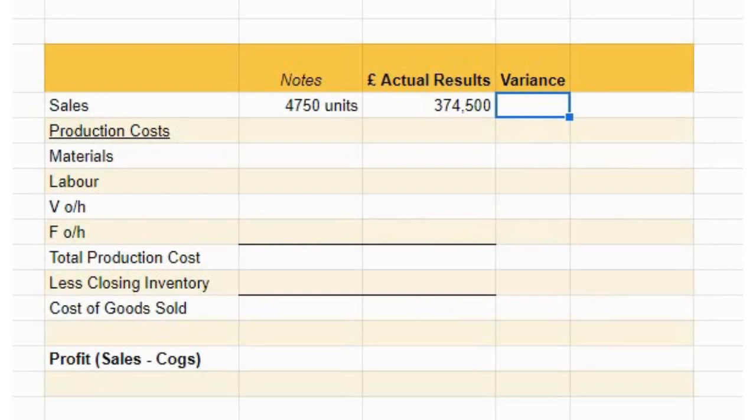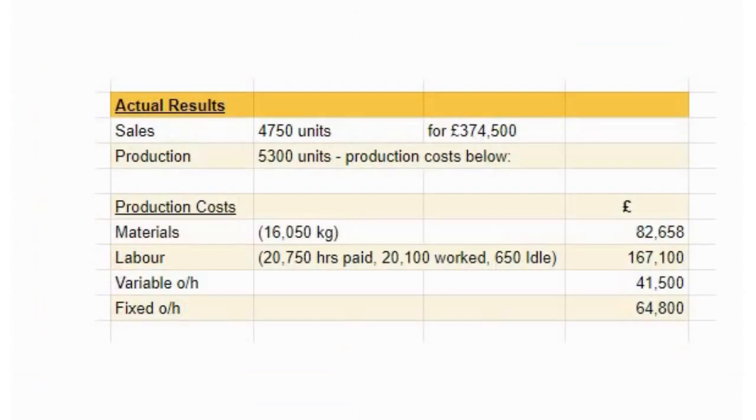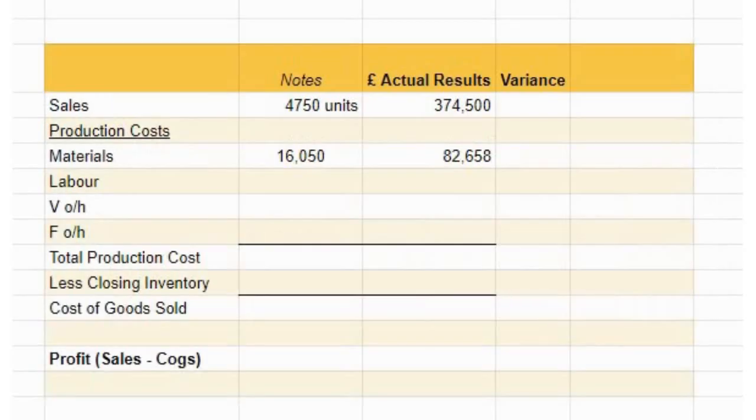So I've simply copied the values over. In the notes column I put the number of units that were actually sold, and I put the value of the sales, what they actually sold for, in the actual results column. So essentially I'm simply going to copy over the information from the information card. Looking at materials, we can see that 16,050 kilograms of materials were used, and to buy these materials cost £82,658. And so I've simply put in the cost of the materials.